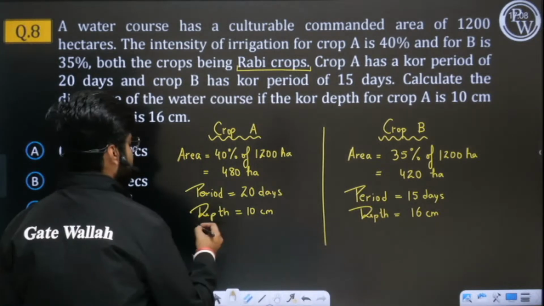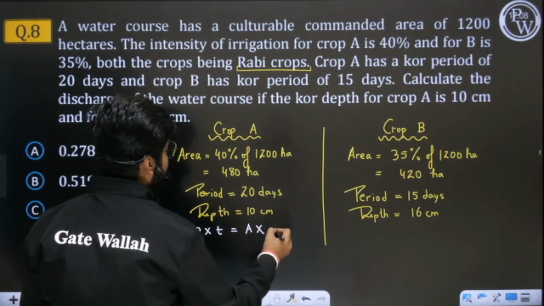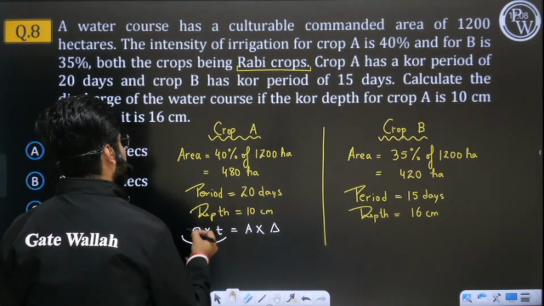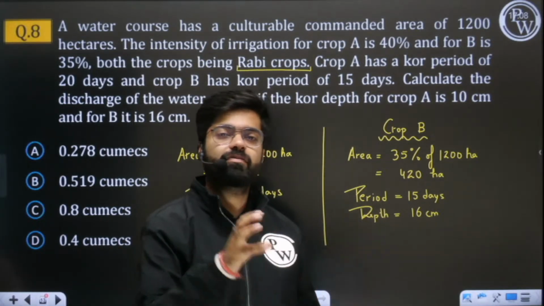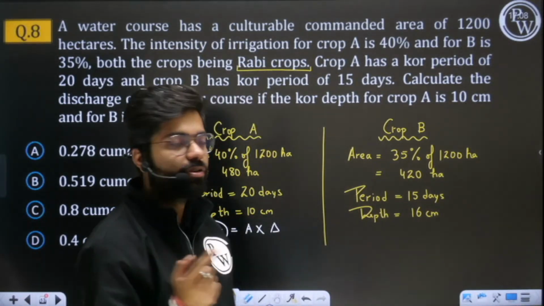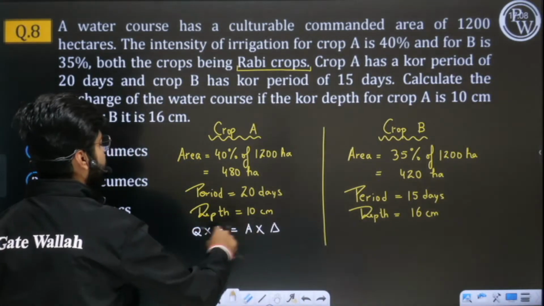This is very basic logic. Q into time period is area into delta. This is the volume of water supplied to the field, and whatever volume of water you supply to the field will be stored there. Yes or no? Simple. So from this equation, find the value of discharge.